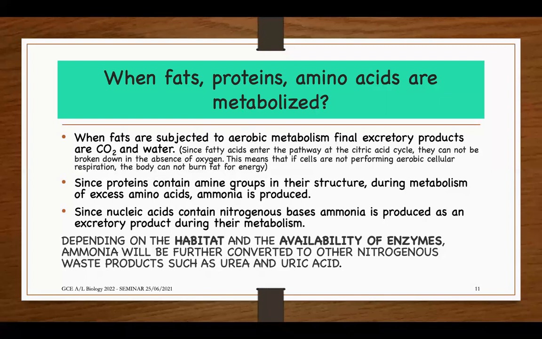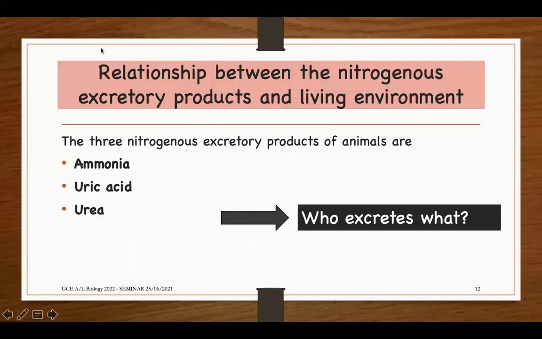Very good, it's urea. I'm glad a majority of you know. For us humans, yes, it is urea. Okay. Then the next question, what are the 3 nitrogenous excretory products? So you know, ammonia, urea, and uric acid.